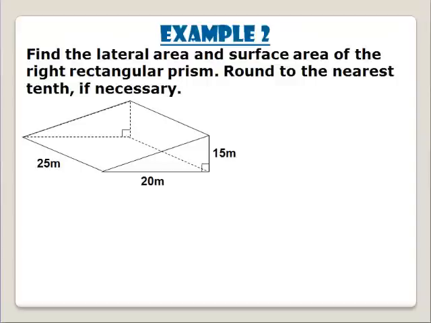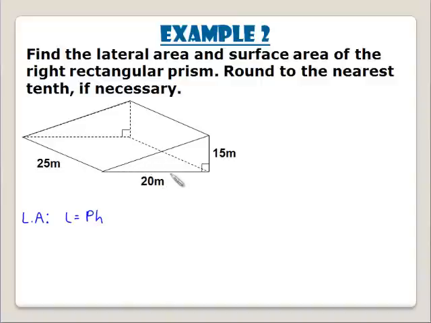Okay, example 2, find the lateral area and surface area of the right rectangular prism. Round to the nearest tenth if necessary. Okay, we've got a prism again. So first, let's go ahead and find the lateral area. I'm going to use LA for lateral area. The equation for that is the perimeter of the base times the height. Now, if you look at your prisms, your bases will always be parallel to each other, and there will be two shapes.